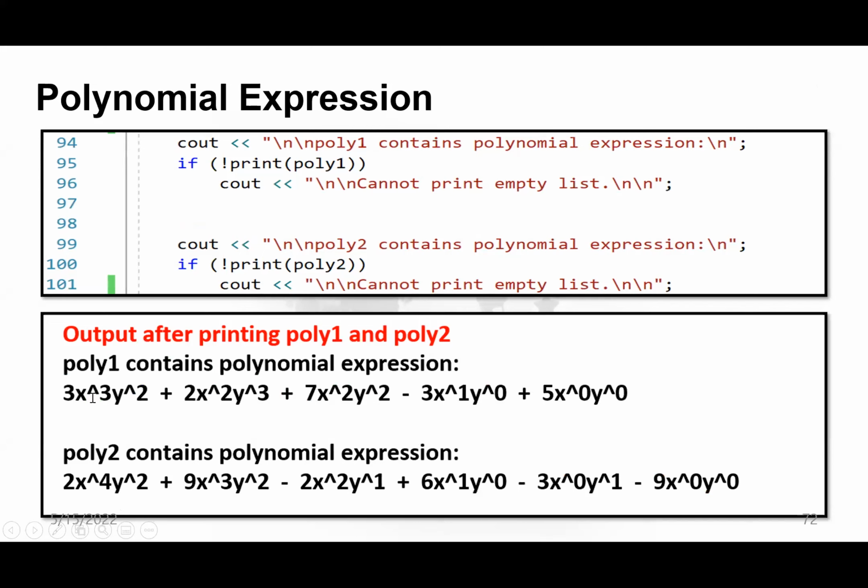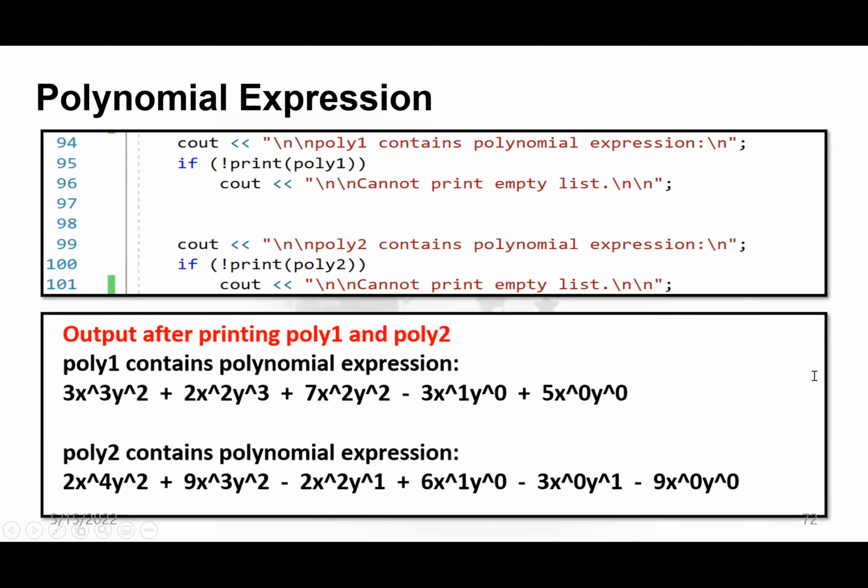Because when we print out here, we cannot have x power 3 in superscript, right? So I just use this symbol to represent the power. Inside my poly 1, I have 3x power 3, y power 2, plus 2x power 2, y power 3, and so on, okay? Same also for poly 2. It will print out the polynomial expressions that I store inside poly 2, okay?